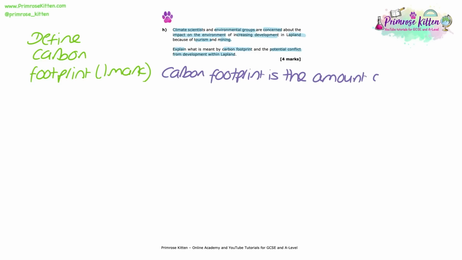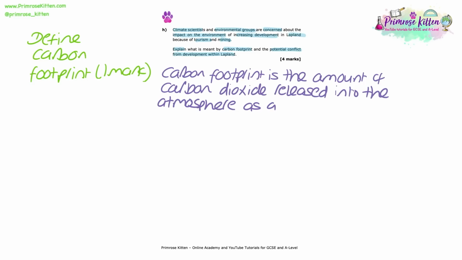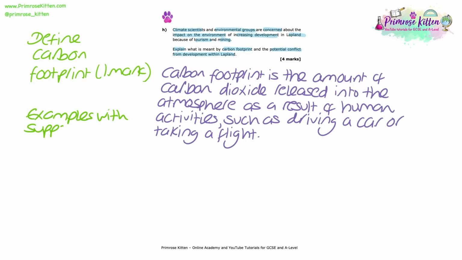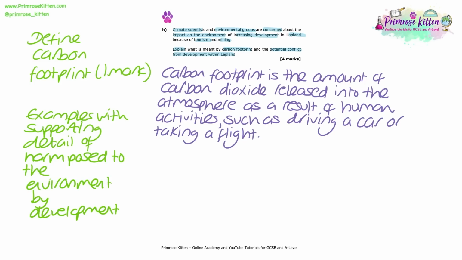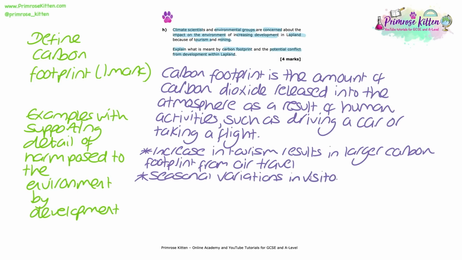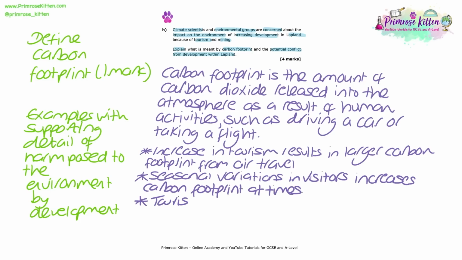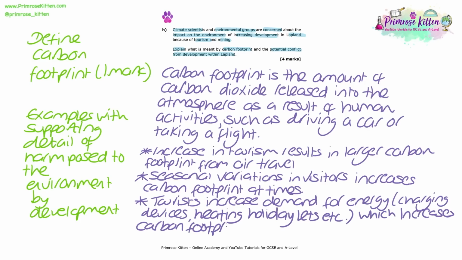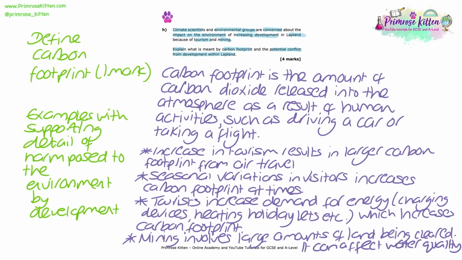Carbon footprint can be defined as the amount of carbon dioxide released into the atmosphere as a result of human activities, such as driving a car or taking a flight. With carbon footprint defined, the remaining marks come from providing examples with supporting detail of harm posed to the environment by development. Possible responses might include the increase in tourism results in larger carbon footprint from air travel, that seasonal variations in visitors increases carbon footprint at times, and that tourists' increased demand for energy from charging devices, heating holiday lets, etc., which increases carbon footprint. Or finally, that mining involves large amounts of land being cleared, it can affect water quality and pollution levels.